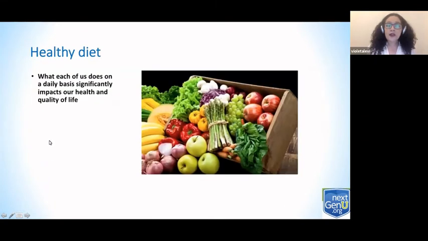What each of us does on a daily basis significantly impacts our health and our quality of life. Of all the lifestyle factors, nutrition and physical activity are the two that most impact our quality of life. And specifically, nutrition is really important to diminish the risk of chronic diseases, to have a healthy diet.